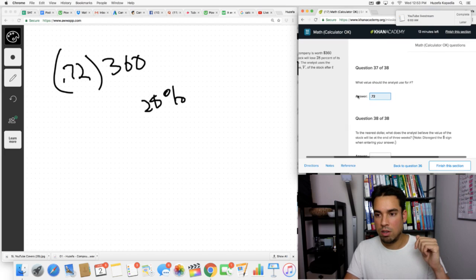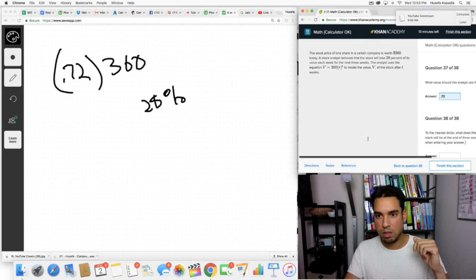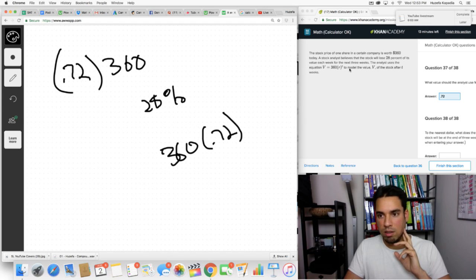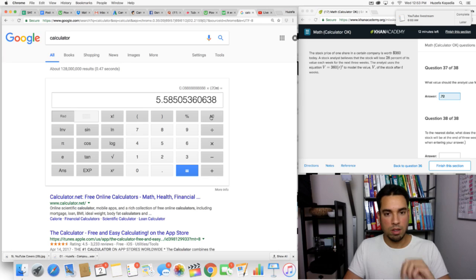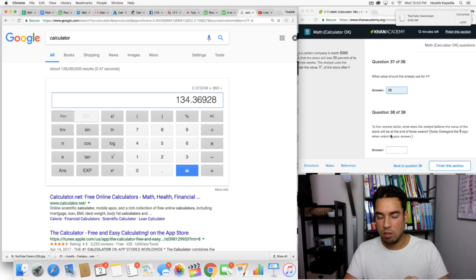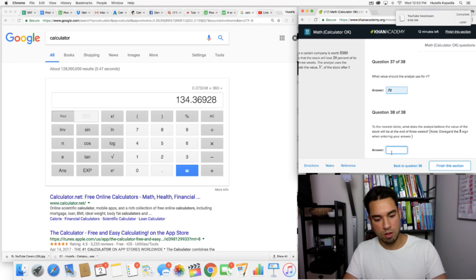To the nearest dollar, what does the analyst believe the value of the stock will be at the end of 3 weeks? Okay, well, let's just plug it in. I could probably calculate without a calculator, but it's 360 times 0.72 to the t, and t is the number of weeks, right? So after 3 weeks, this is your equation. So we got 0.72, I'm doing a little out of order, but it doesn't matter, to the third power, times 360 equals 134.37. So let's say to the nearest dollar, 134.